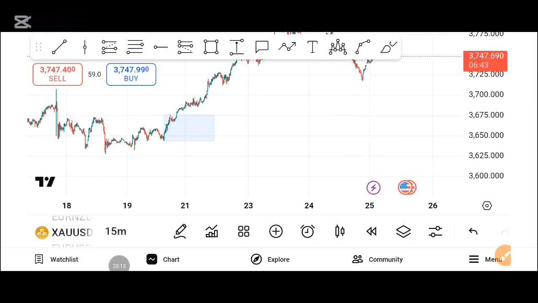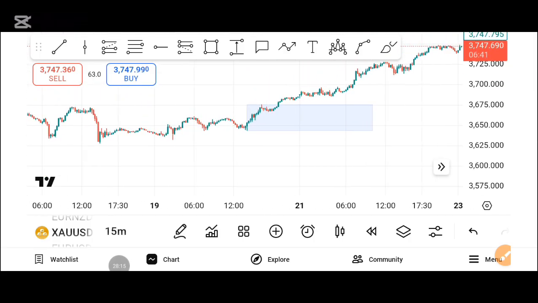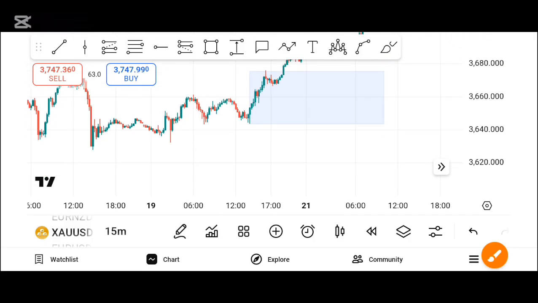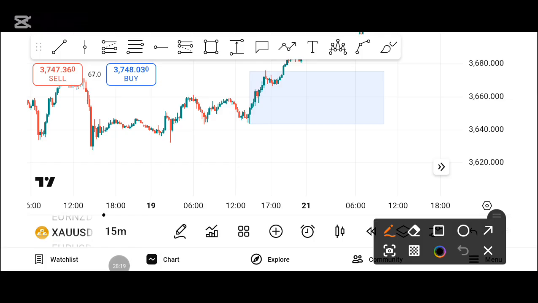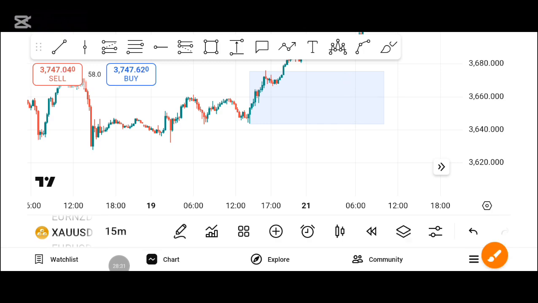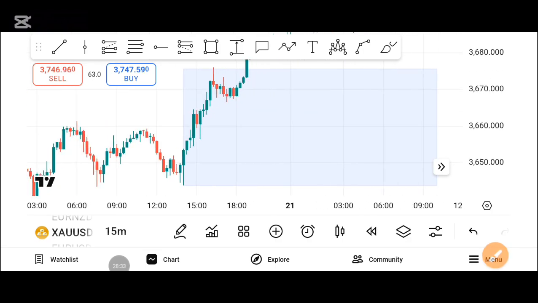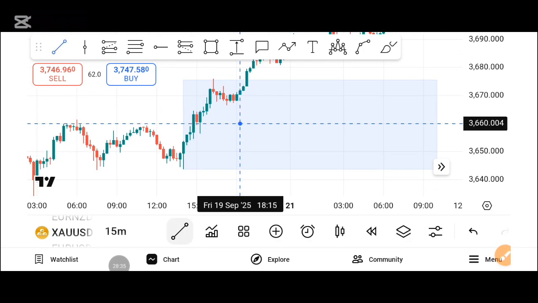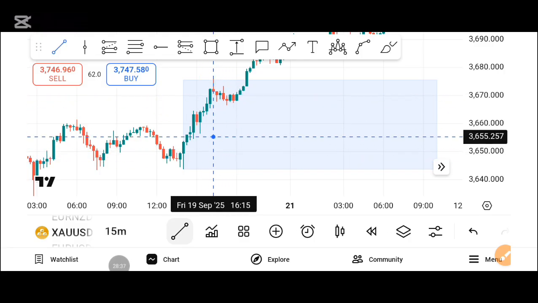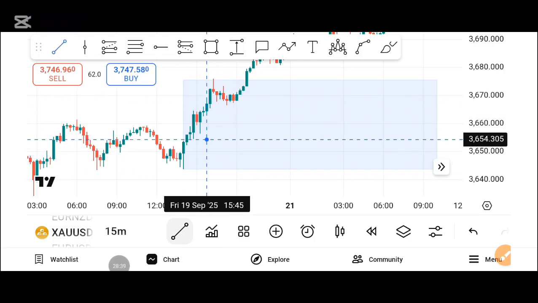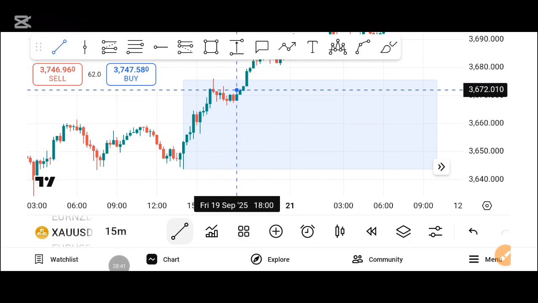So this is the box we highlighted. This is our 15 minutes. We switched from 4 hours to 15 minutes, and this is the box that we highlighted in 4 hours. Alright, so let's count how many candles were formed at this point. In just 4 hours, this was the candle that was formed.